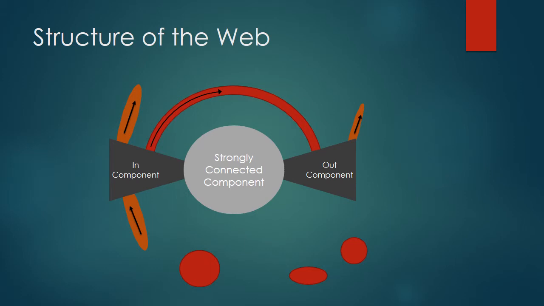In addition, you have in-components, basically parts of the web which will link into the strongly connected part, but there are no backlinks out. And similarly, there are parts which are linked out from the strongly connected part, but will not link back in. There are additional connections. So there is weird structure within the overall graph. You will also have completely disconnected parts.